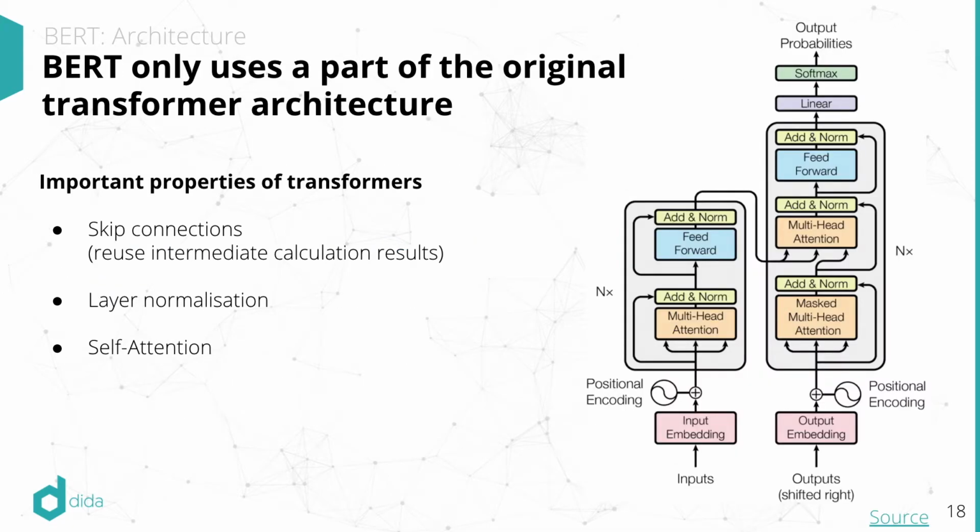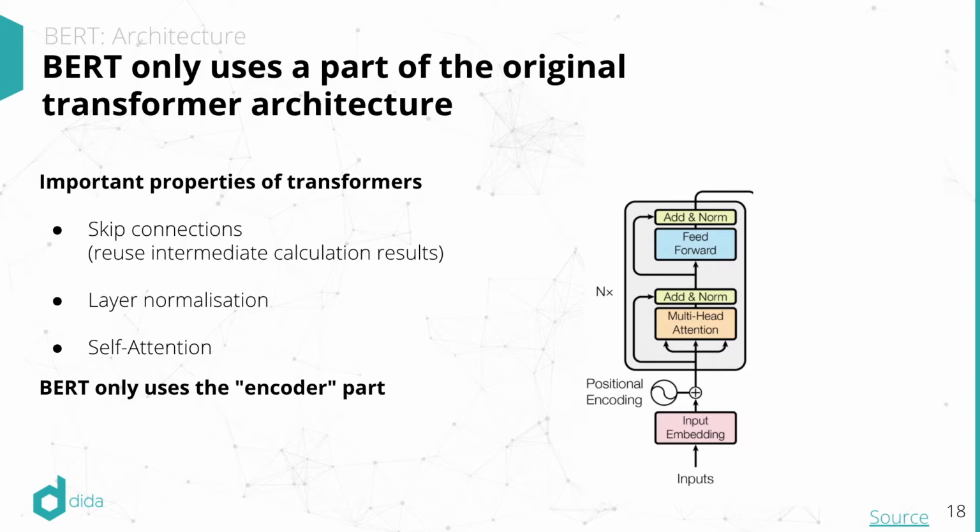BERT actually uses only one part of the original transformer architecture, which you can see on the right, and this is called the encoder part. And this is what you can see now.